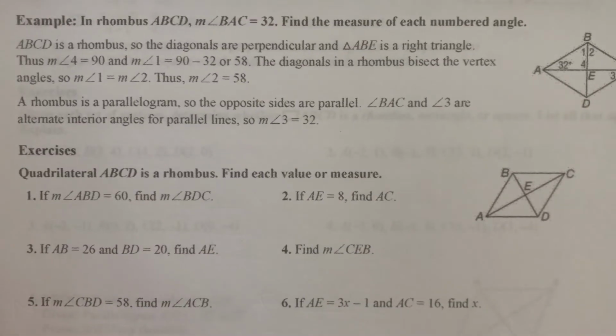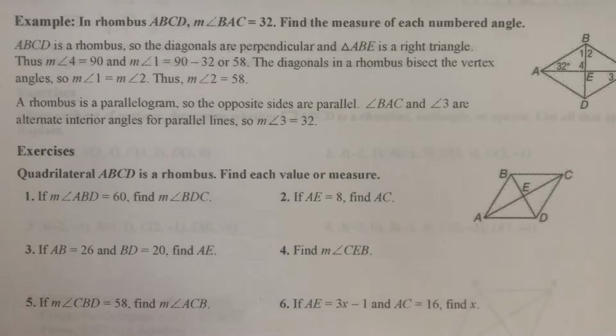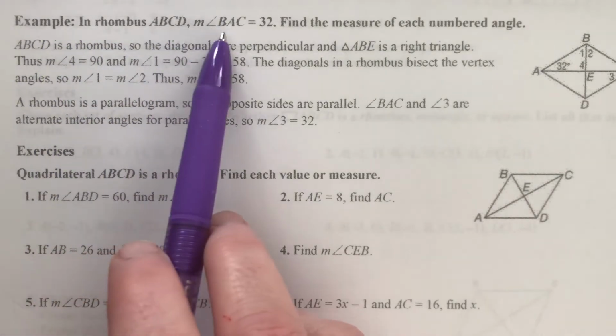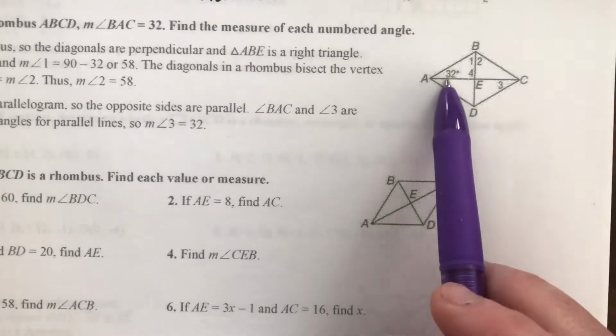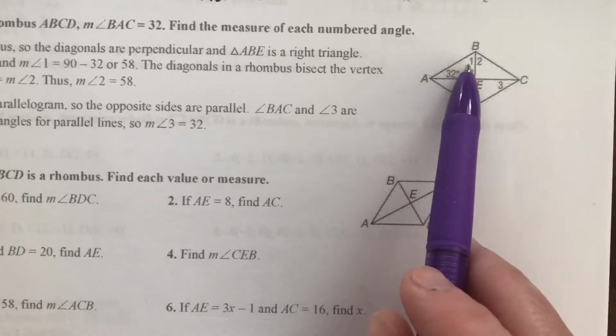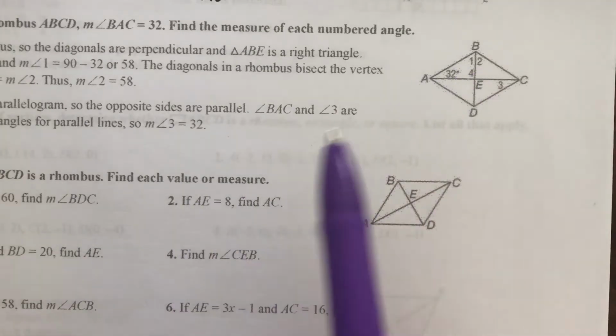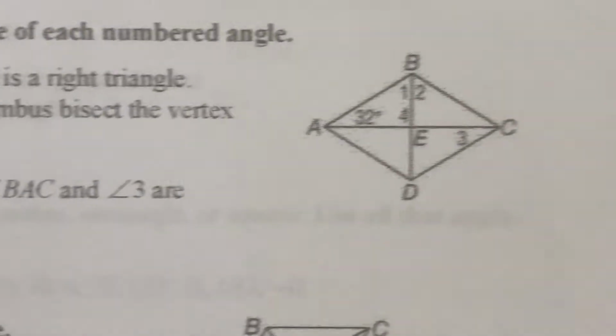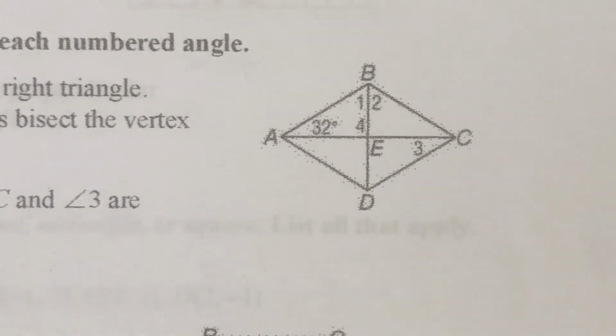The book or the worksheet here has written out one example for you. So an example: in the rhombus ABCD, angle BAC is 32, it's labeled here. Find the measure of each numbered angle. So we've got to find 1, 2, 3, and 4, and we might not be able to find it in that order. I'm going to try and zoom in a little bit. There we go.